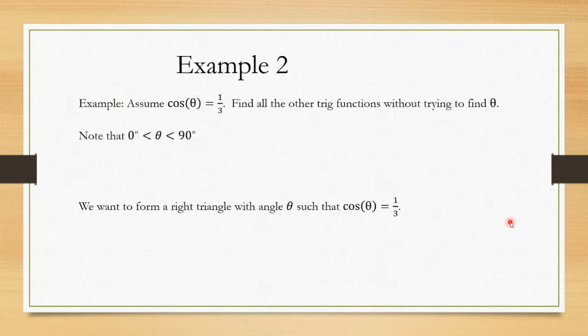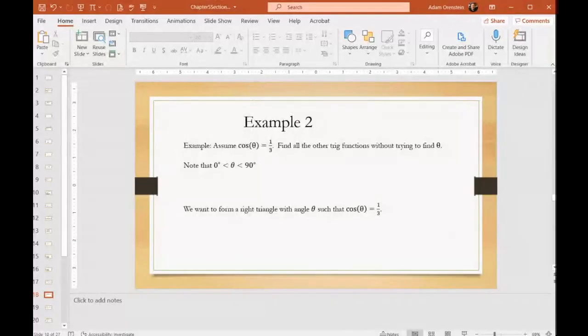Okay, the next one is a little bit different. Here, what I'm telling you is that cosine of theta is a third. Using that, we're going to find all the other trig functions, but we're not going to try and find theta. All that we know about theta is that it is an angle between 0 and 90 degrees. With this, how could we possibly get all the other trig functions? Theoretically, if we had sine of theta, then we could get all the others. But let's just do this.